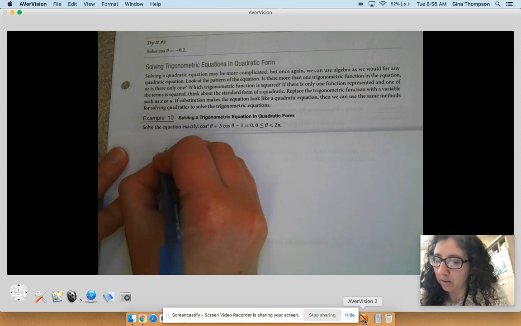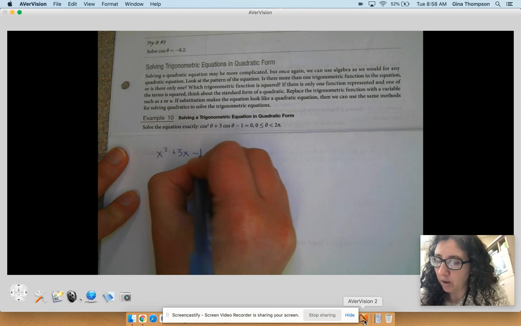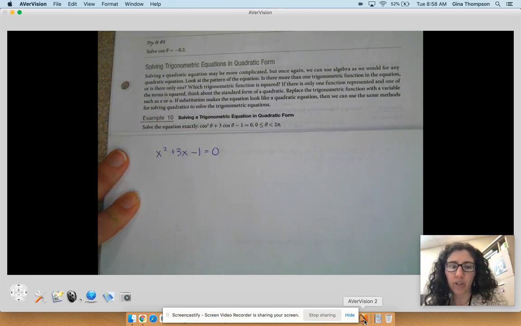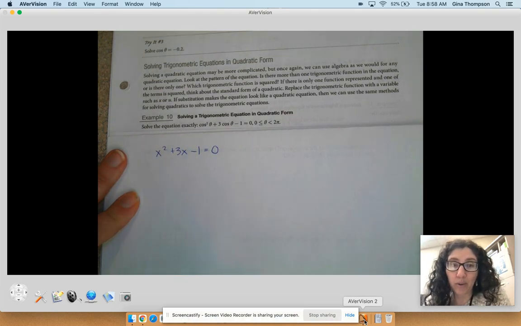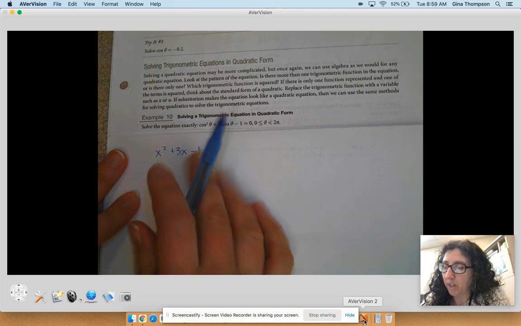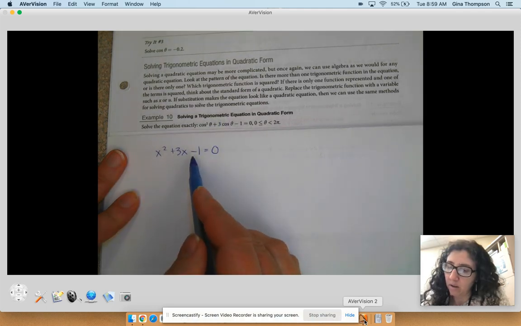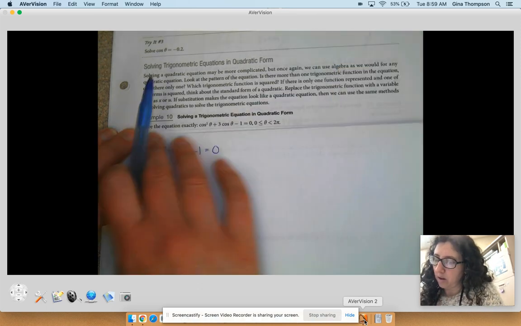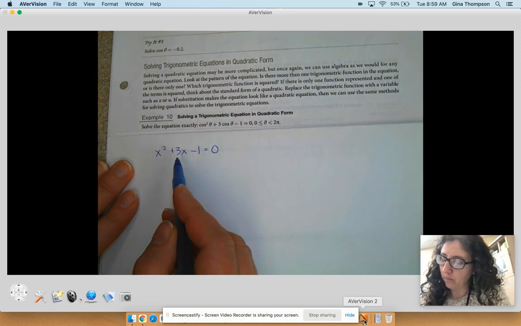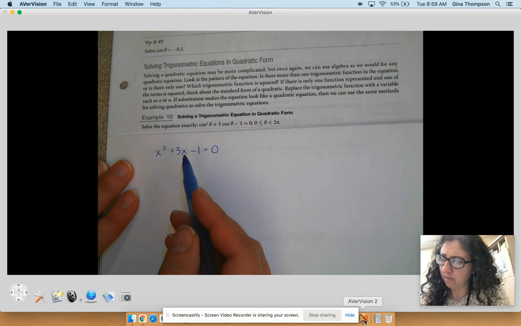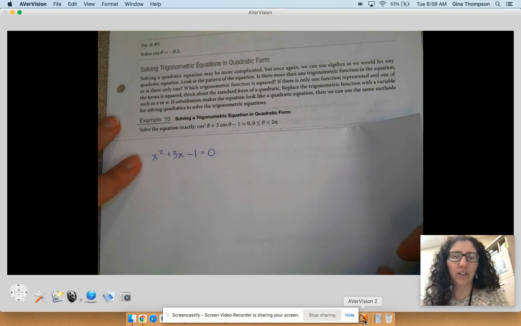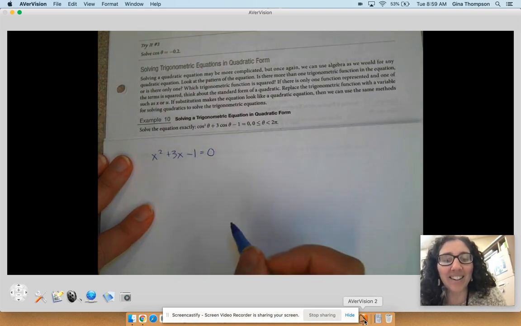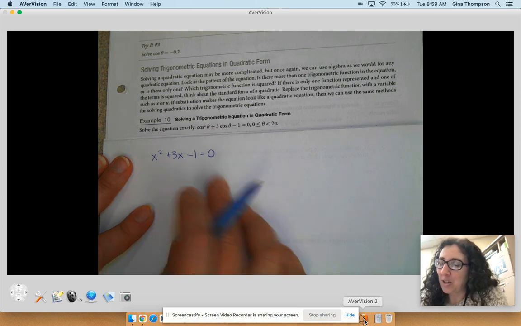What if instead, let's just make it easier. What if we had this equation? Nothing to do with trig functions. Can I factor this as a quadratic? I mean, I can solve it for sure. I can either use the quadratic formula, or I can factor. So let's see, can I factor this? No. Okay, good. Didn't look like I could factor it. The numbers seem friendly, but I can't. But how can I solve it?